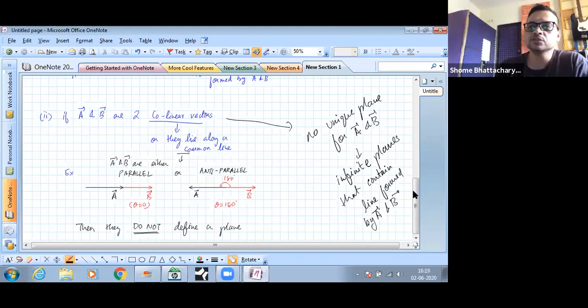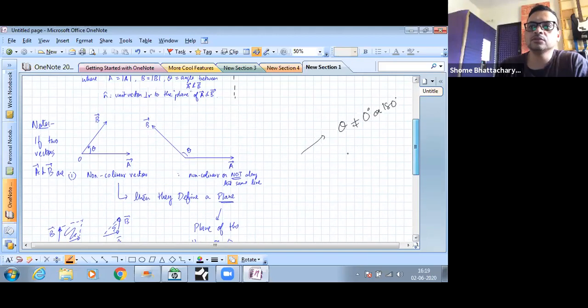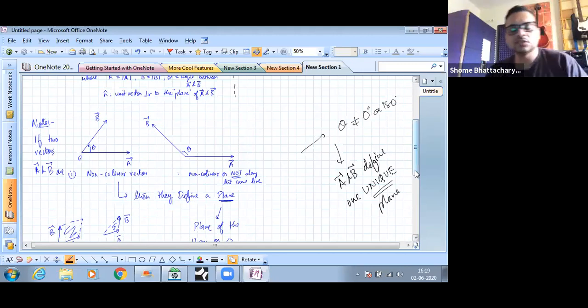Collinear means along the same line. Whereas going back up, if they are non-collinear, then they define a unique plane. Okay. So in that case, what happens? The vectors A and B define one unique plane. There's one and only one plane in which they lie. That is what we mean by saying collinear versus non-collinear planes.